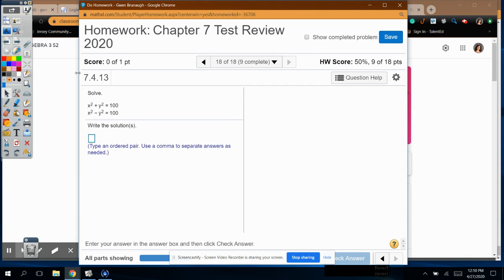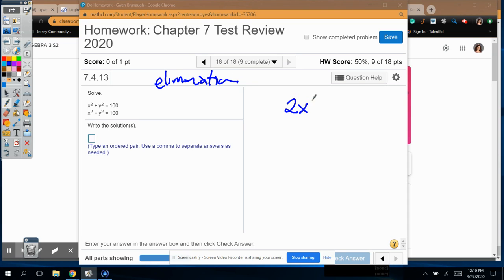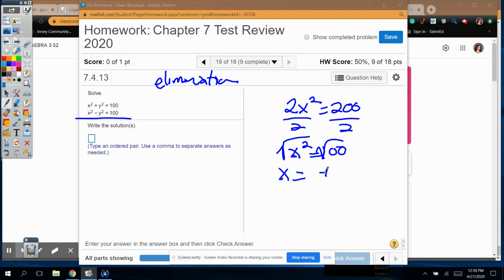Okay, last one. This one, we are going to do elimination. It's already ready to go. We're just going to add up the two guys here, and I'll get 2x squared equals 200. If you add these two guys together, the y's will be eliminated. Divide by 2, and x squared is 100. Square root both sides, and you get x equals plus or minus 10. So you get two answers for x. So x equals 10 or x equals negative 10.